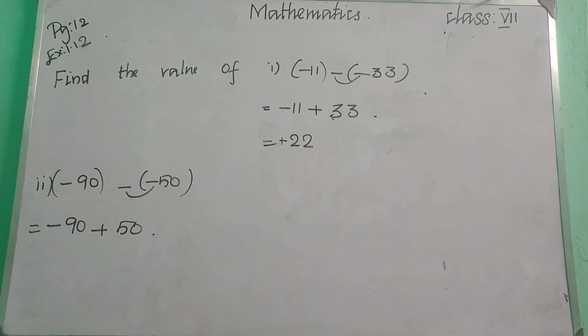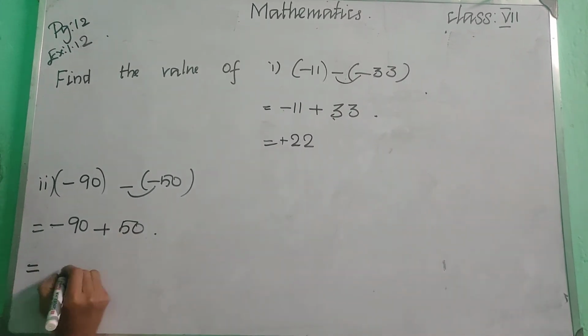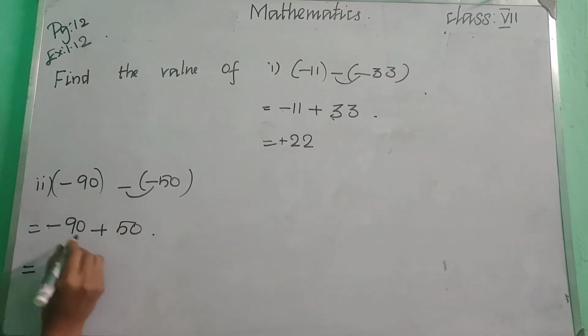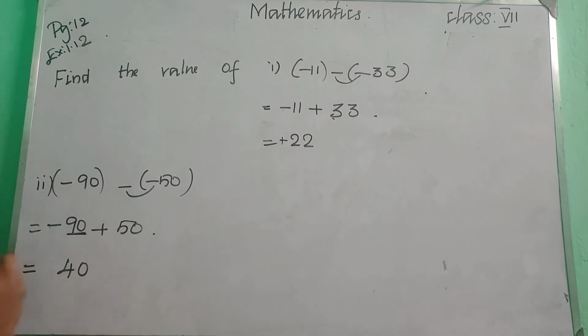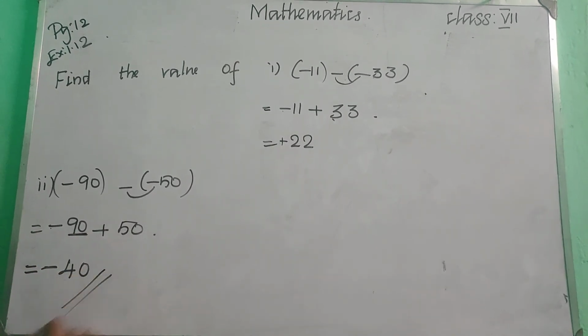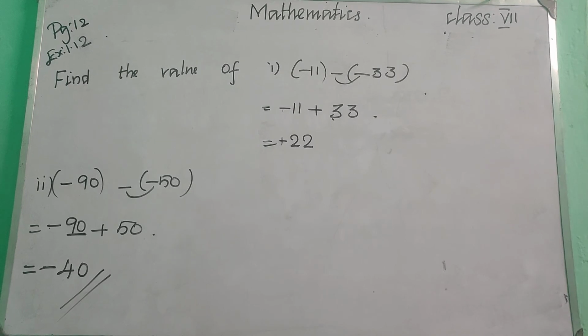So we are having different signs, right? Minus and plus. So what will you do? We need to subtract and put the greater number sign. So 90 minus 50 is 40. We will get the answer as 40. And which is the greater number sign? Greater number is 90, so the sign is minus. So the answer is minus 40. Okay children, is it clear?